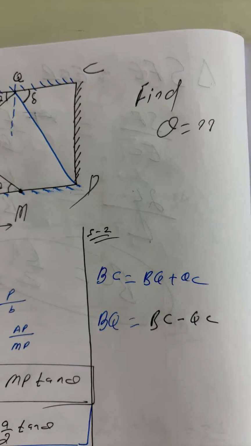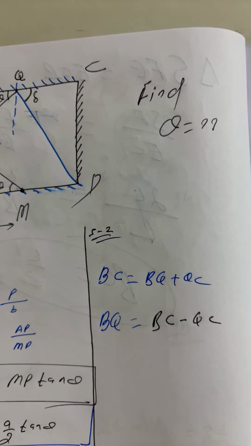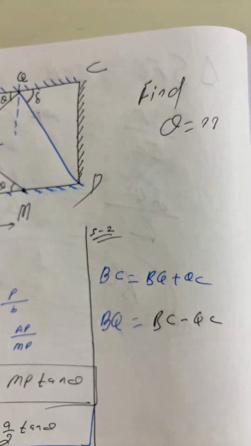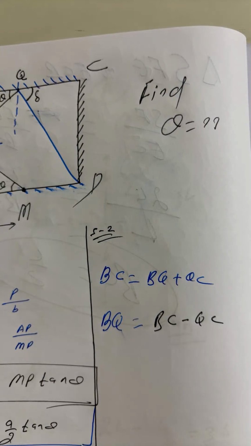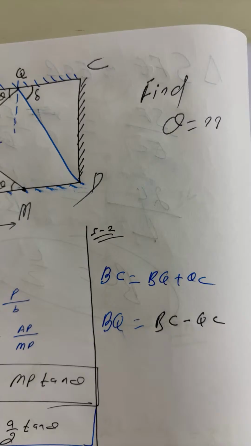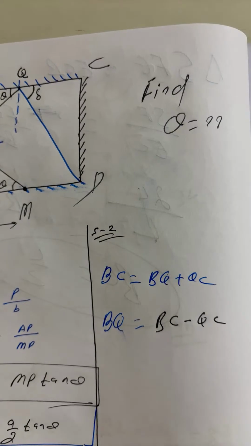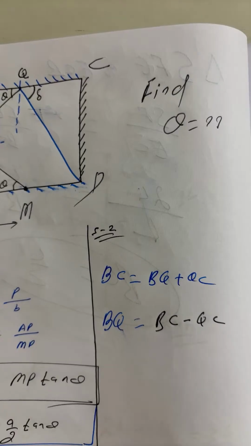So for this condition you can see BP minus BC. Again here we have to find tan deviation. So for tan deviation, how can we get it?